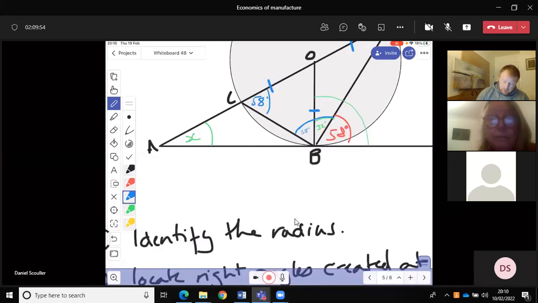And what can we do with these two things? A few bits going on. So if we go back down to this corner, we know that's 58 degrees. We also know that OBA is going to be 90. So that angle in here is going to be 90 minus 58. Already done that calculation. That angle in there is going to be 32 degrees.